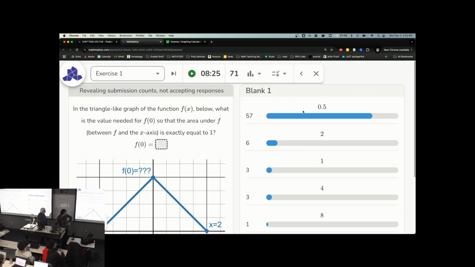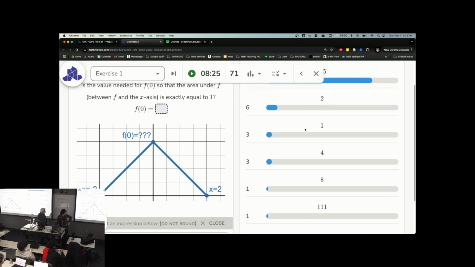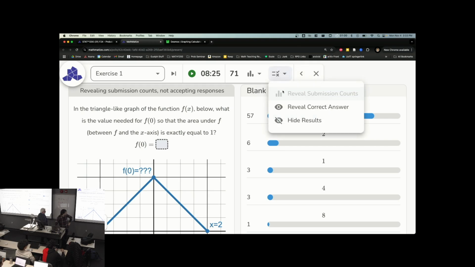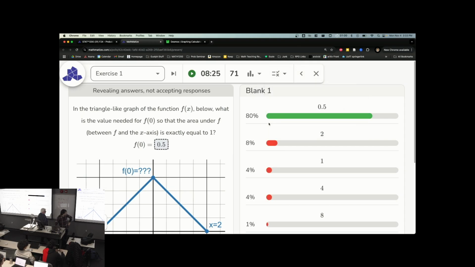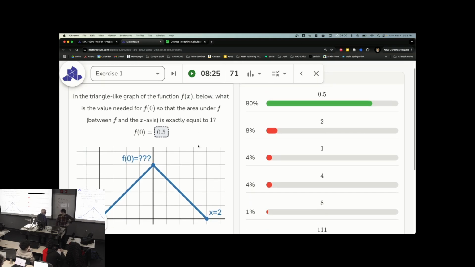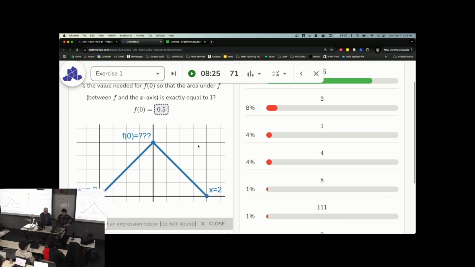57 people said 0.5. Let's see, what else did people say? Some people said 2, but a very common answer was 0.5, and that's the correct answer. So you guys can do geometry. This kind of really basic geometry with triangles and rectangles and stuff is going to be needed to calculate probabilities.